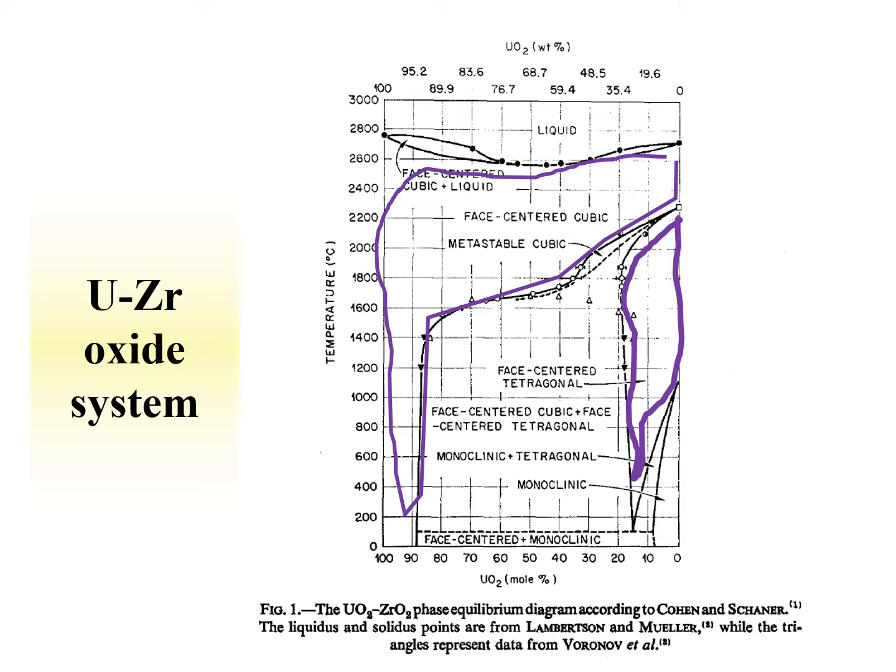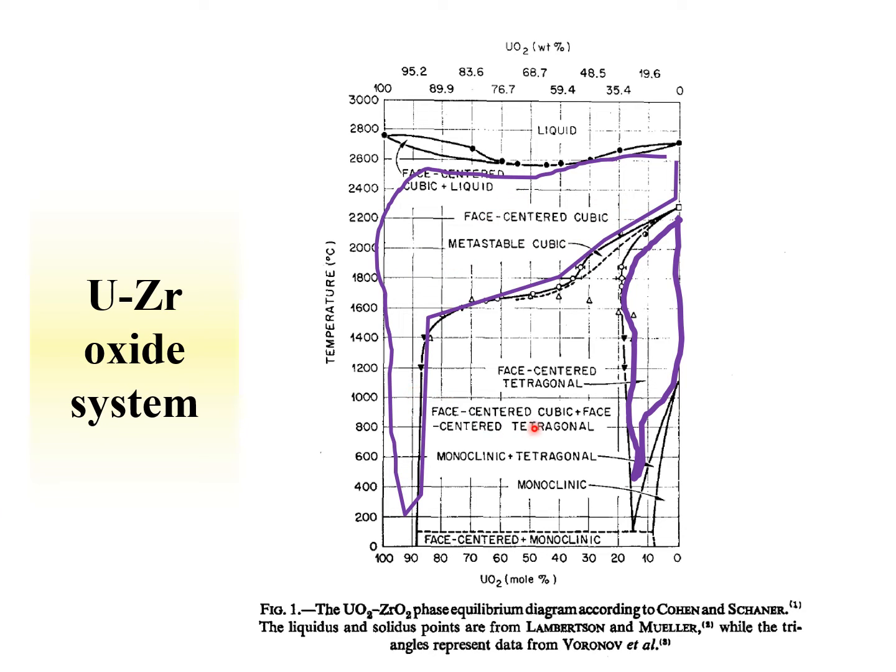An example of the uranium-zirconium oxide system is shown here. This is the phase diagram showing temperature plotted against the percent by mole of UO2. 100% UO2, 0% UO2. So you would imagine a nuclear fuel. You would be somewhere in this regime. We'd have solid solutions in areas that are marked by the purple. So over here we'd have face-centered cubic structure dominating in this area.